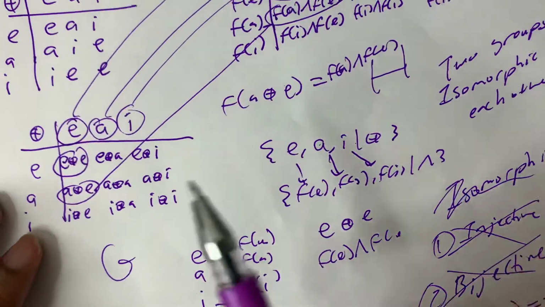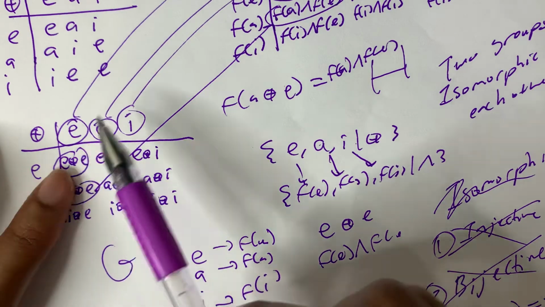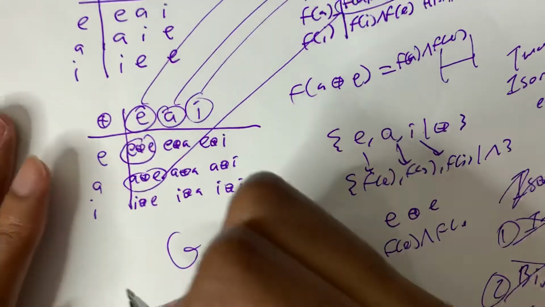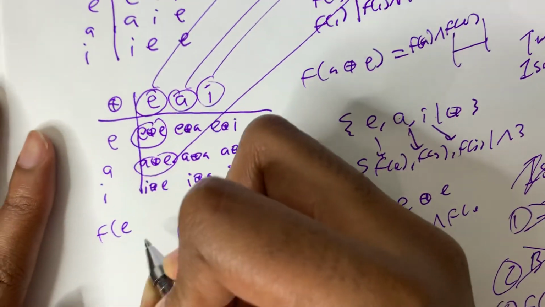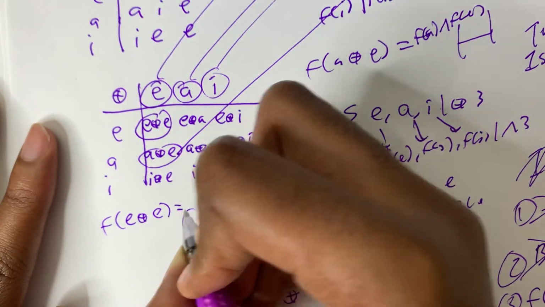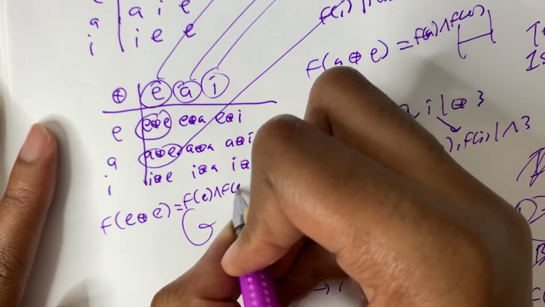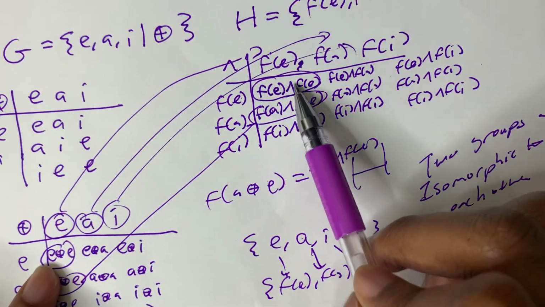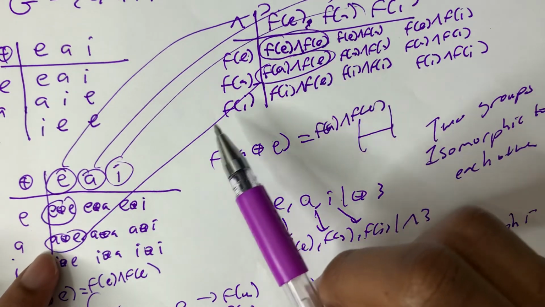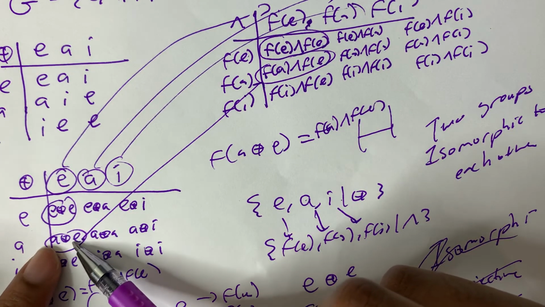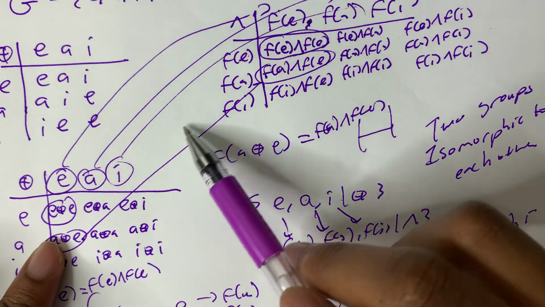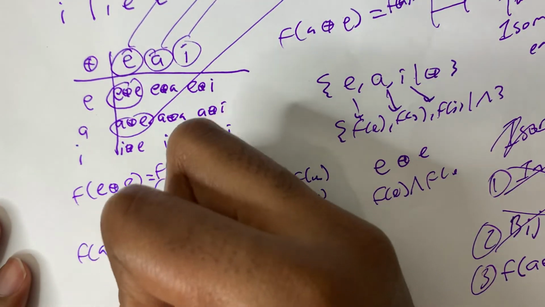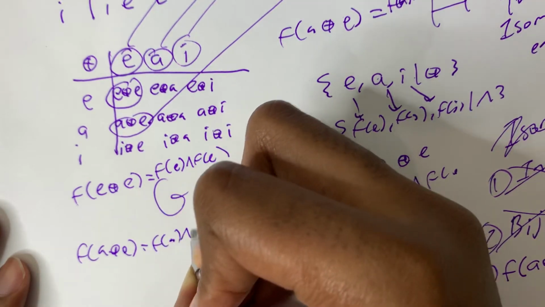Well, look, here I have E operated with E. We send it to F of E wedge F of E, for example. Really, what we're saying here is that F of E operated with E is F of E wedge F of E. Take F of E, put a function on that, F of E wedge F of E. Take F of A operated with E, send it to F of A wedge F of E. F of A operated with E, that's F of A wedge F of E.